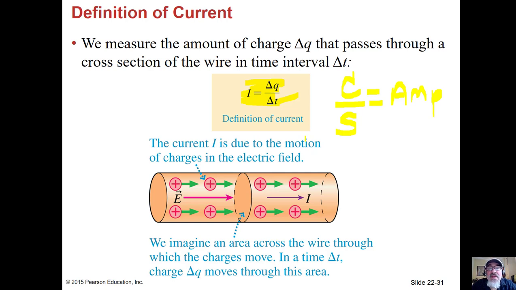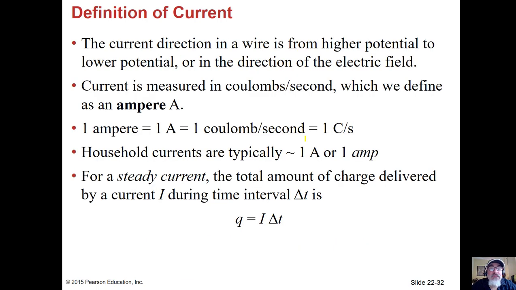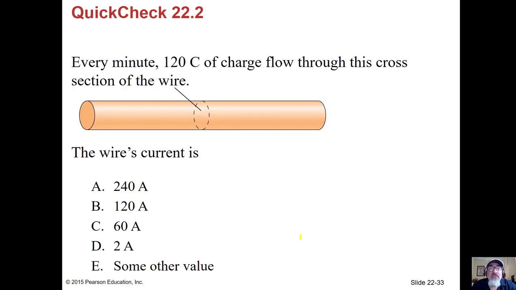Very good. That's our first formula from this chapter, actually. The amount of charge per time. Now, if you knew the total amount of charge, you could also figure out how many electrons that corresponds to. To figure out the total charge, that would be the current times the time. Here's a quick check. Every minute, so every 60 seconds, we have 120 coulombs of charge flowing through this cross-sectional area. How much is the current?